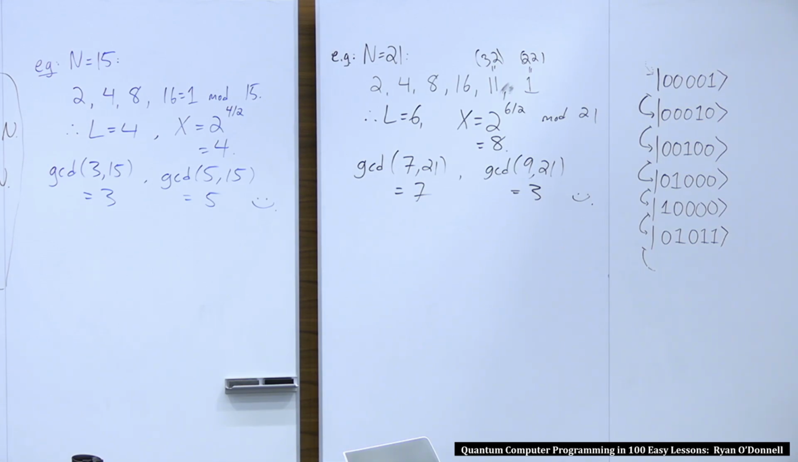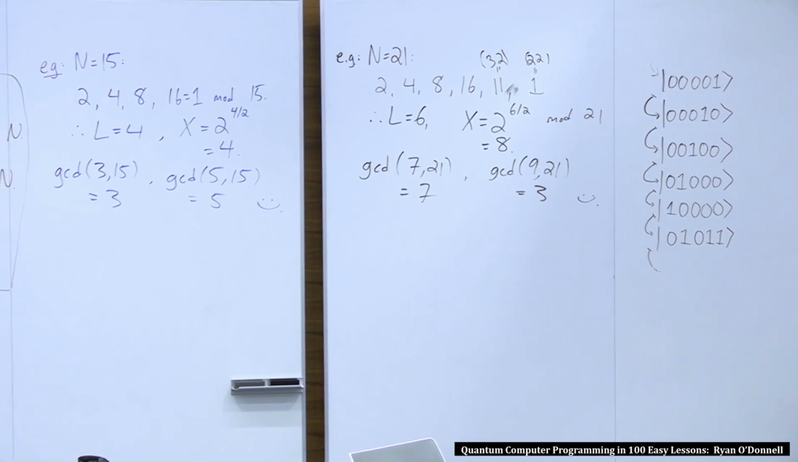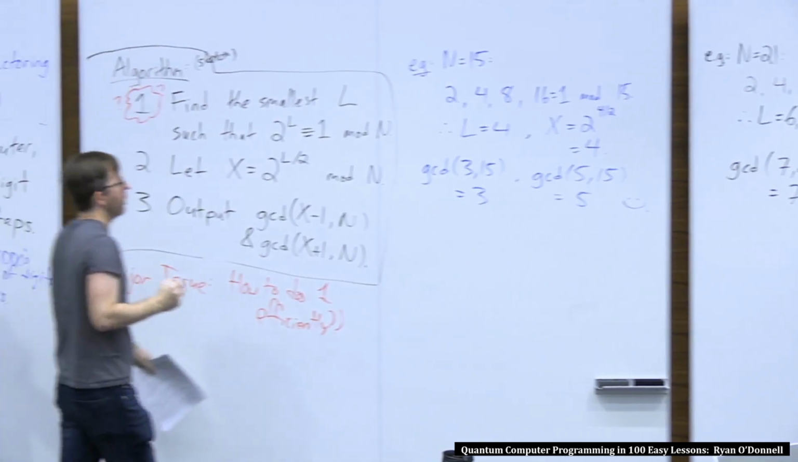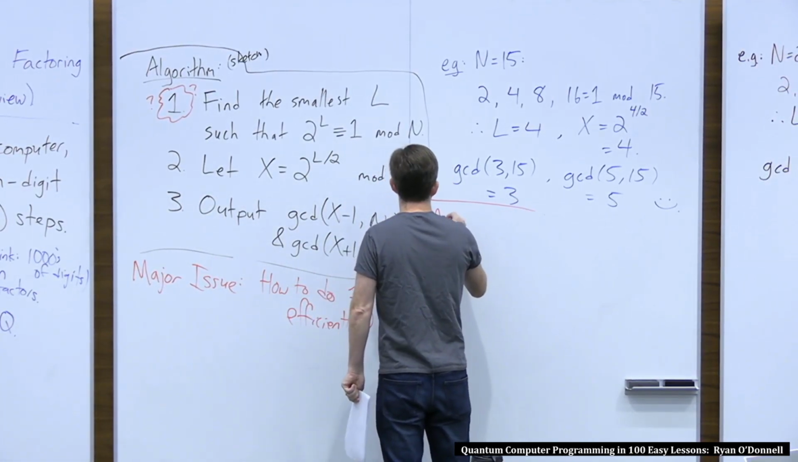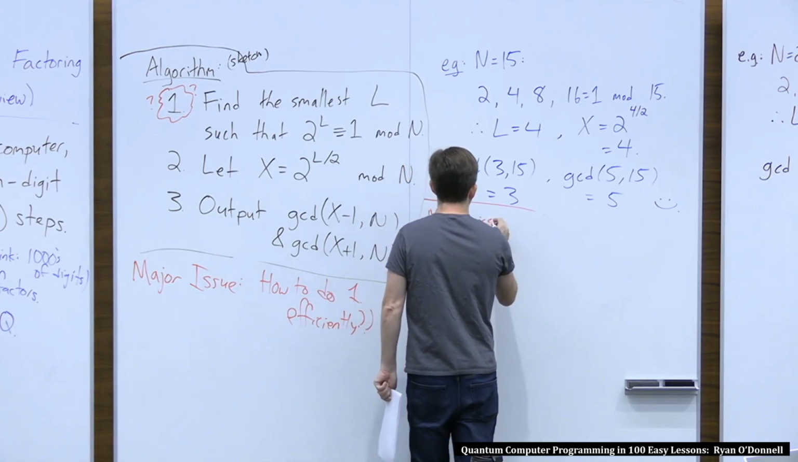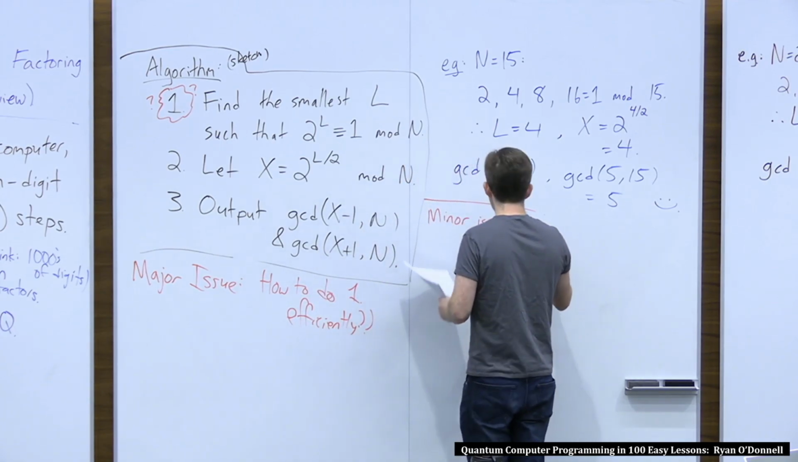Of course, you should be doing this with like thousands of digits. Okay, now I wrote here the major issue is how to do step 1 efficiently. There's actually 2 minor issues, but these are very minor issues, easily fixed. But I'll bring them up. So minor issue 1 for this algorithm. Slightly slipped it past you.